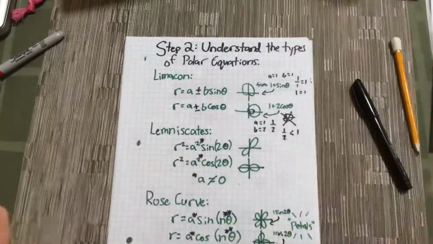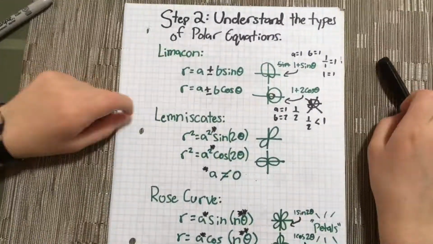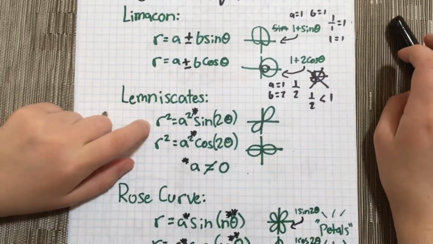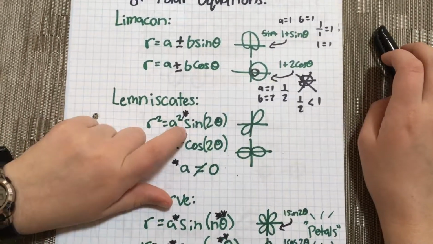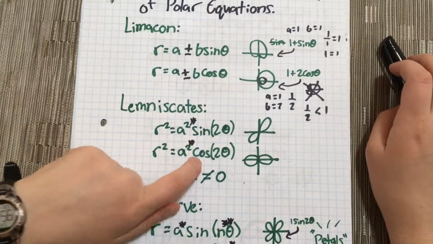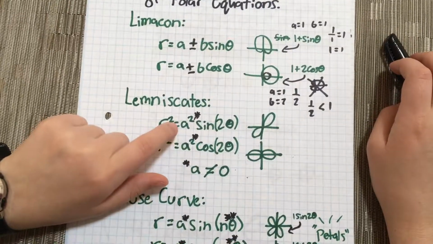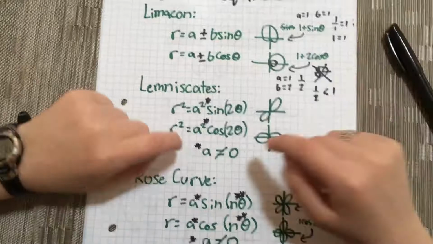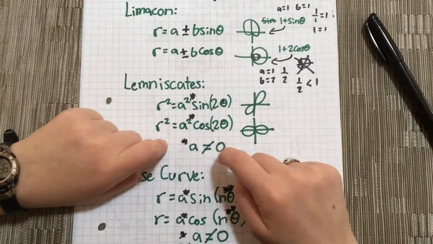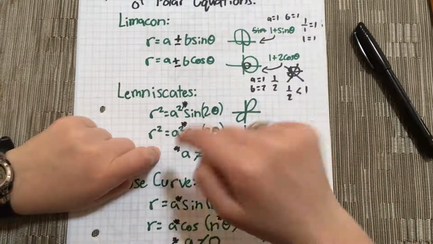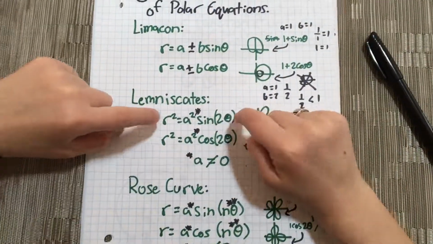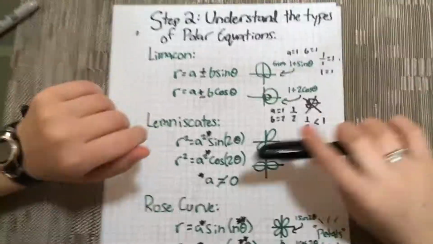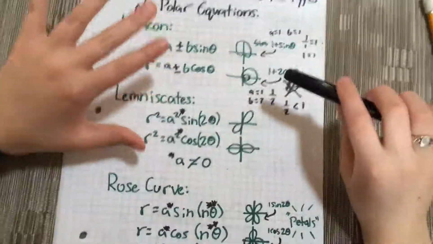The second type of polar equation is called lemniscates. This one's a little different. It is r squared equals a squared times sine 2 theta, or cosine 2 theta. This a cannot equal 0. I cannot emphasize that enough, because if a equals 0, then 0 squared is 0, and 0 times anything equals 0. So essentially this equation would be useless, because r would always equal 0, which does not help us in any way, shape, or form.